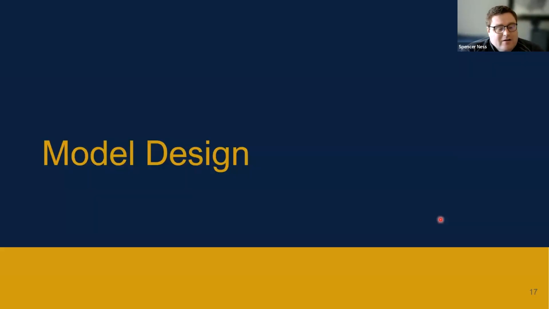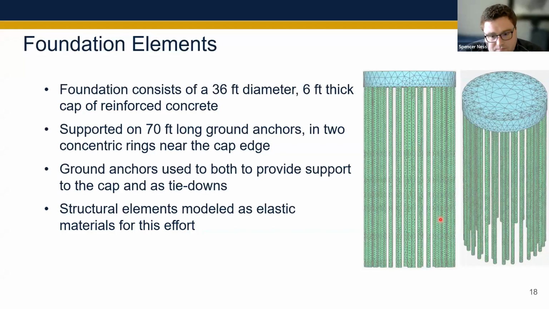So we'll talk a little bit about the model that we set up and how we did our calculation. Our analysis was done within Plaxis 3D, and we were looking at this intermediate type foundation, one of Terracon's designs. It's a circular cap, 36 feet in diameter and 6 feet thick, of reinforced concrete. Our turbine's anchor bolts would be here towards the center of the foundation. These are then supported on a series of ground anchors in 2 concentric rings around the edge of that cap.